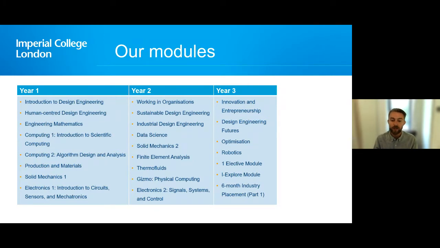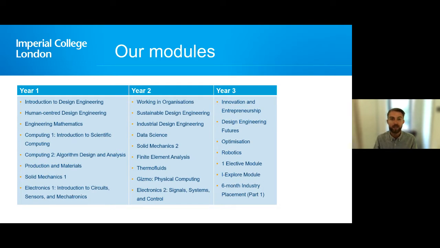You've then got 2 types of elective module. One elective module is from any department or a very wide range of departments across the faculty. So you could go, for example, to the bioengineering department and learn about how biomechanics interacts with design. And you can also do an I Explore module, and these modules are sort of pass-fail, so they're not for credit, and they're to deliberately try and broaden your horizon. So perhaps you could do philosophy or a language.